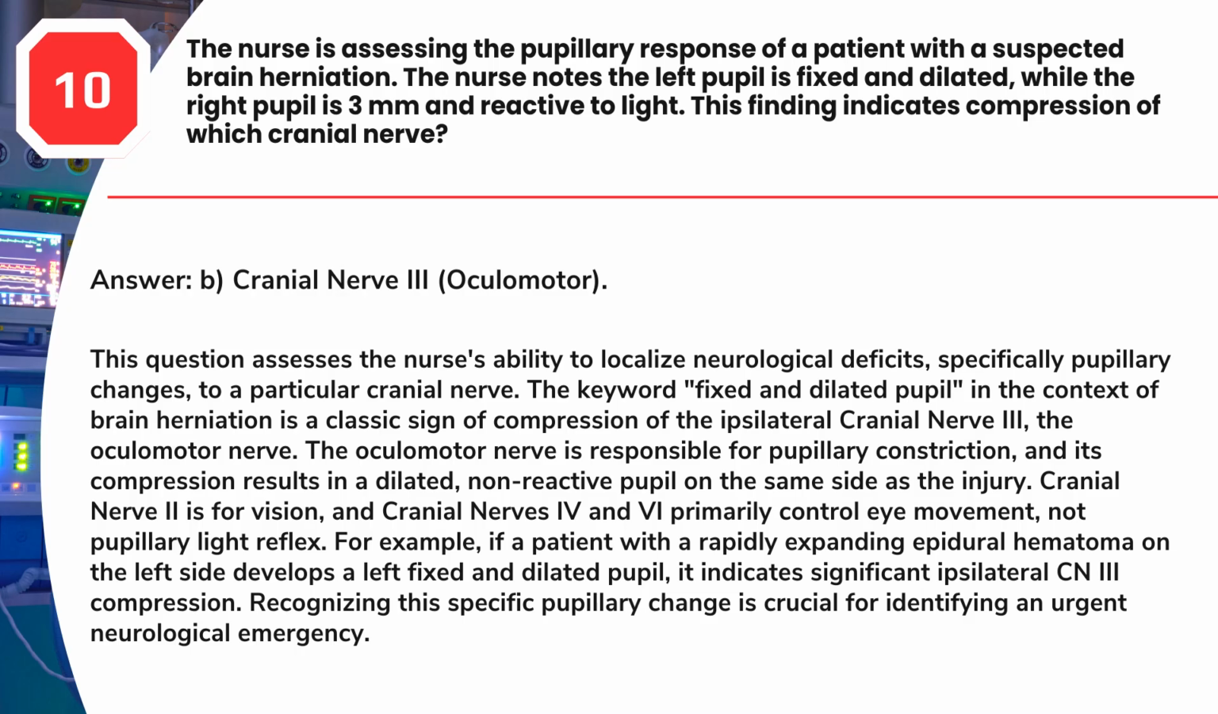The oculomotor nerve is responsible for pupillary constriction, and its compression results in a dilated, non-reactive pupil on the same side as the injury. Cranial nerve 2 is for vision, and cranial nerves 4 and 6 primarily control eye movement, not pupillary light reflex. For example, if a patient with a rapidly expanding epidural hematoma on the left side develops a left fixed and dilated pupil, it indicates significant ipsilateral CN3 compression. Recognizing this specific pupillary change is crucial for identifying an urgent neurological emergency.